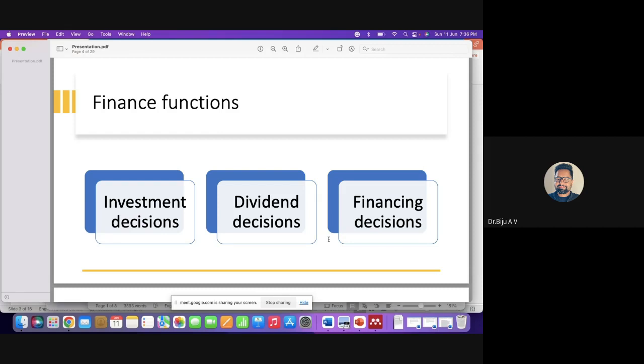Out of it, investment decisions means where to invest, what to invest. So we should take the return on investment, the cost of capital. So different concepts come under investment decisions. There are different alternatives to invest. When we take an individual case, we also have different options. So we have to take the best investment decisions. Similarly, companies also take actions for opting the best investment decisions.